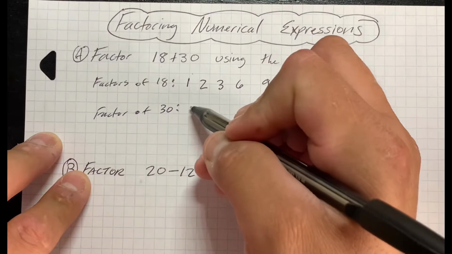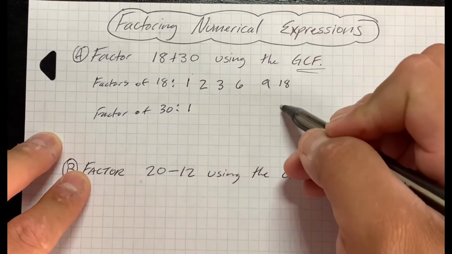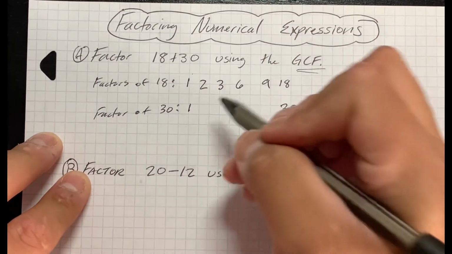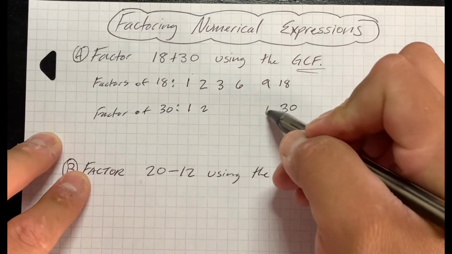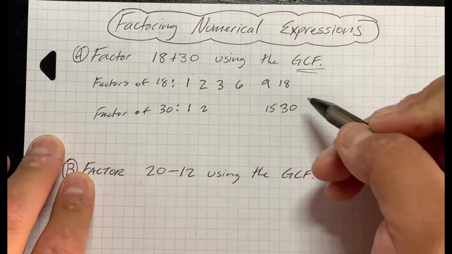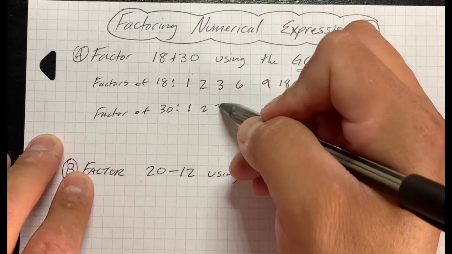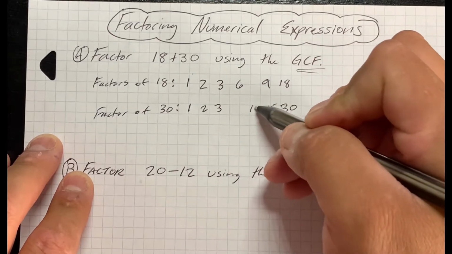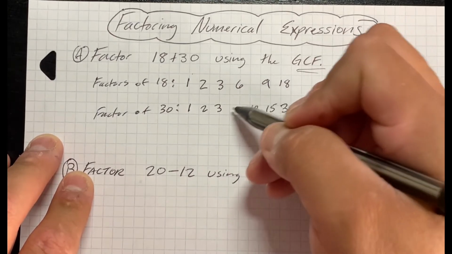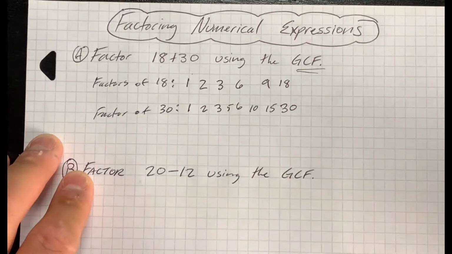Factors of 30, you multiply 1 times itself. 1 times 30 equals 30. 2 times 15 equals 30. Let's see here. 3 times 10 also equals 30. And 5 times 6 equals 30.